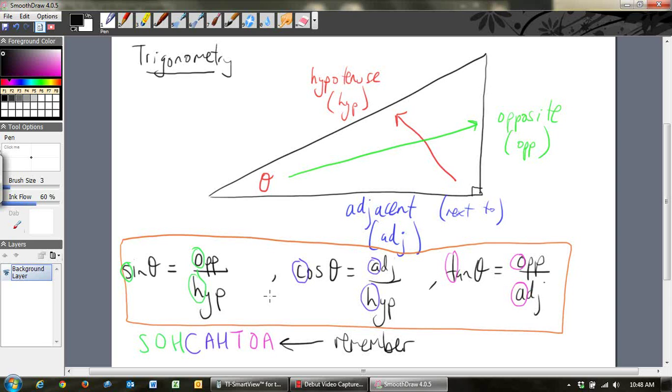Sohcahtoa, and they're important to remember. And it means sine equals opposite over hypotenuse, cosine equals adjacent over hypotenuse, and tan equals opposite over adjacent. And they're important to remember. And that's basically the intro to trigonometry.